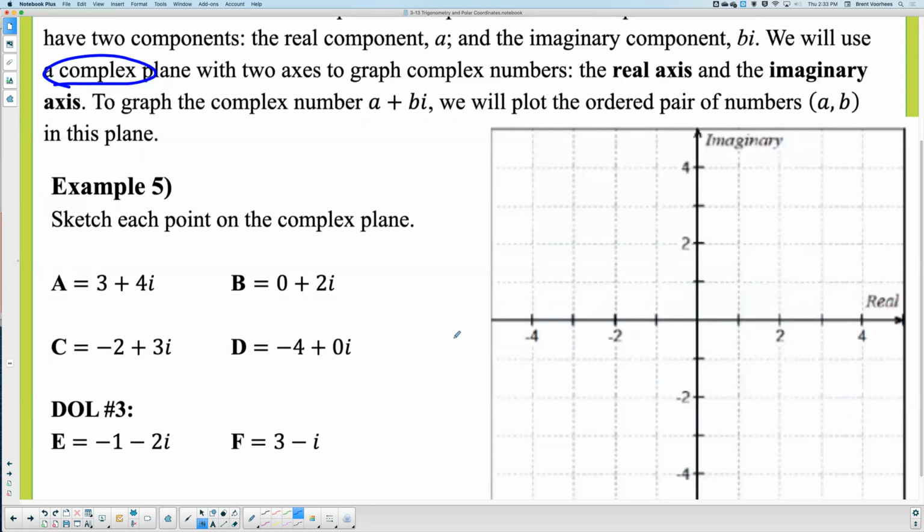How we graph these is their real number is plotted on what appears to be an x-axis. We're not going to call this the x-axis. We're going to call this the real axis. The y-axis is going to be called the imaginary axis. And that's what the letter i stands for. So this part ought to be really fast.